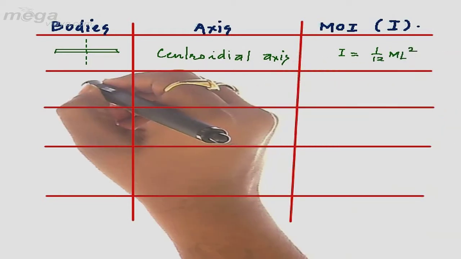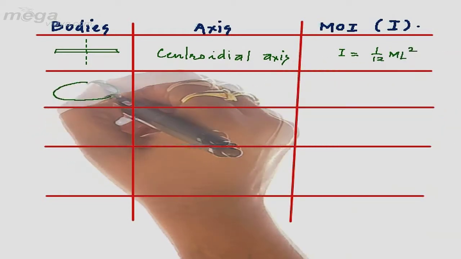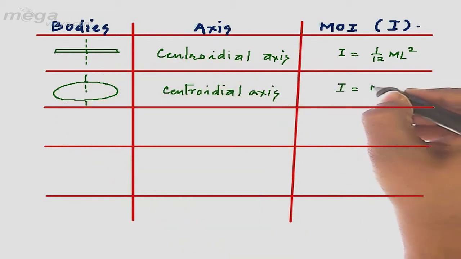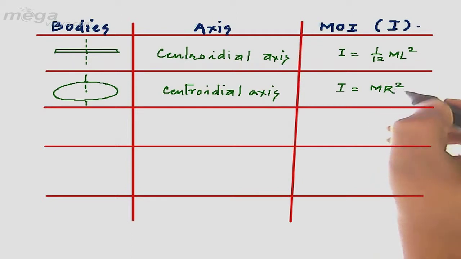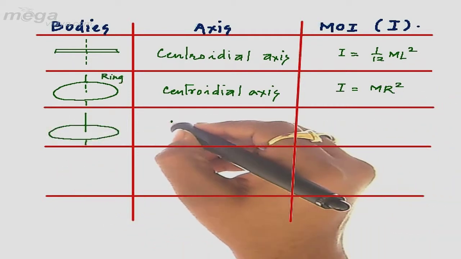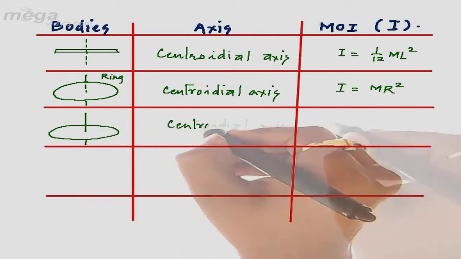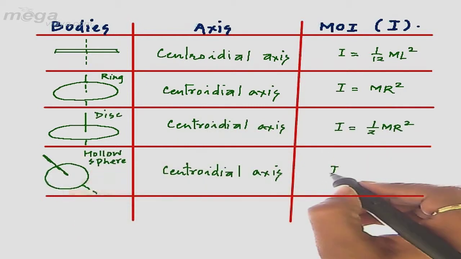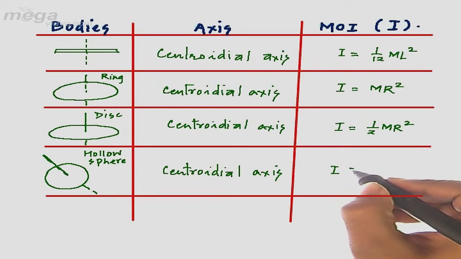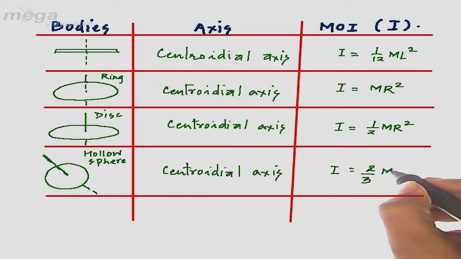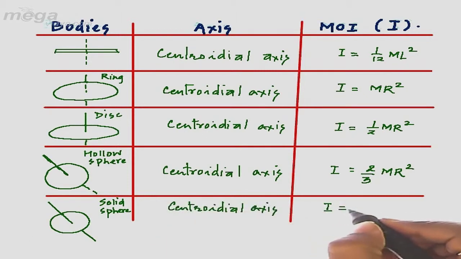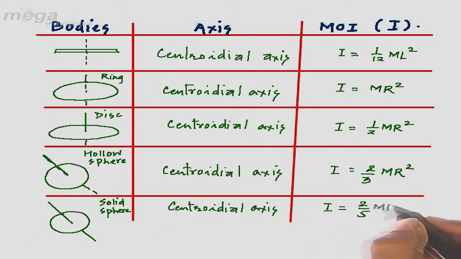Again, the moment of inertia of a ring about the centroidal axis is mr square, where r is the radius of the ring. Taking a disc, the moment of inertia along the centroidal axis will be half mr square. Taking a hollow sphere, it will be 2 upon 3 mr square. For a solid sphere, the moment of inertia will be 2 upon 5 mr square.